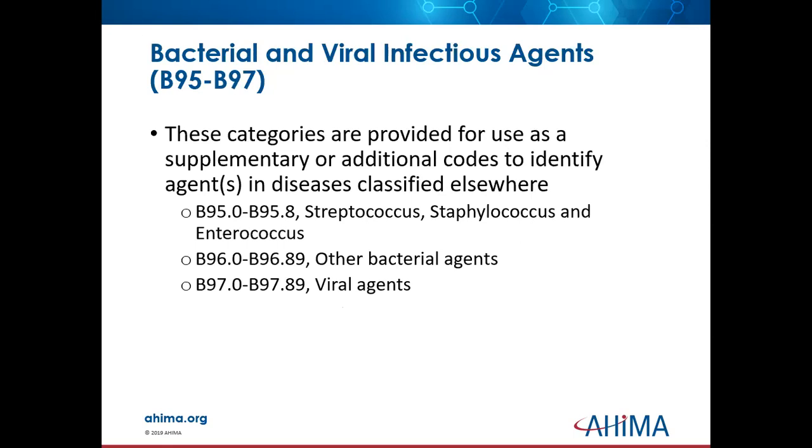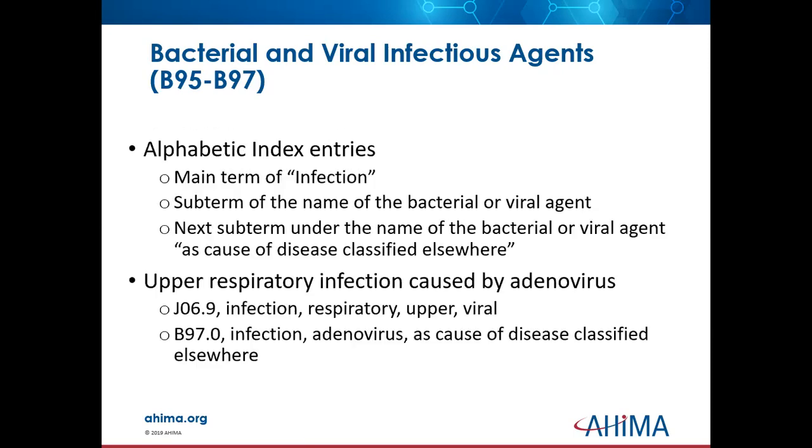Bacterial and viral infectious agents are coded in B95 through B97. So basically, these codes are used to talk about an infectious agent that's involved in a disease classified elsewhere. And as we talked about earlier, B95 through B95.8 includes all the strep, staphylococcus, or enterococcus. B96.0 through B96.89, other bacterial agents. And then B97 through B97.89 are all the viral agents.